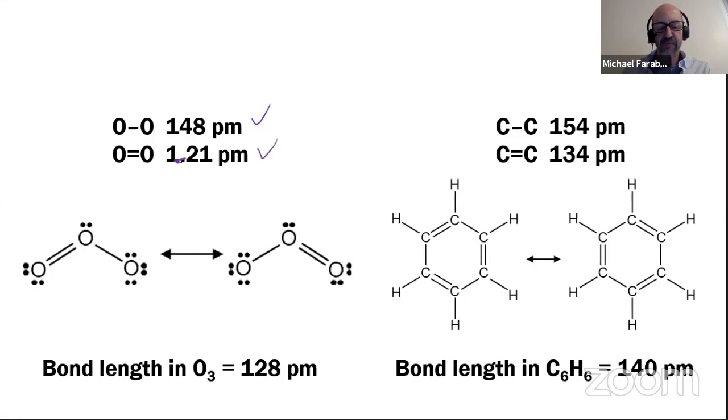Okay. Now, just from this data, you can tell that a double bond is shorter than a single bond, as you should know. Now, because there are two equivalent resonance structures, the actual bond length in ozone, O3, is somewhere in between 121 and 148. This is benzene, C6H6, and we have two resonance structures. So the shorter bond length is 134 picometers. The longer bond length is 154. And because these are all equivalent and are kind of in between, the bond length is 140.